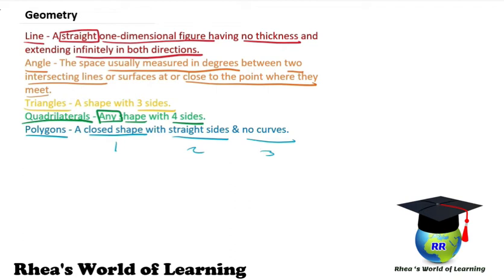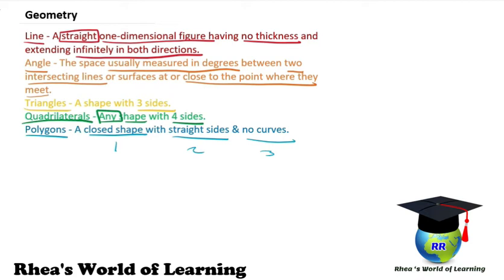Let's take another example. This. Is it a closed shape? Nope. Does it have straight sides? Nope. Does it have no curves? Nope. So that is not a polygon. Even if the shape was closed and it was actually looking like a circle, just pretend that's a circle, it'd be a closed shape, but none of these. That's why you have to follow those three rules in order to be a polygon.